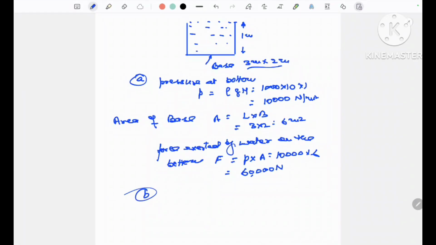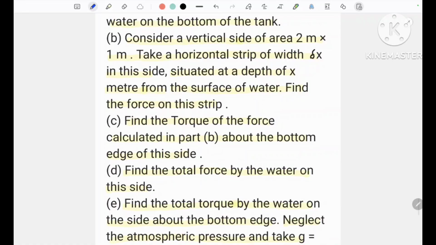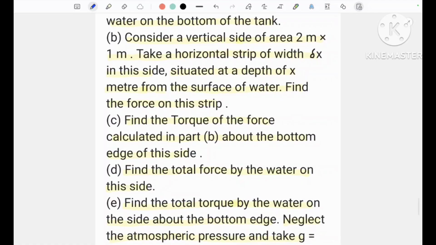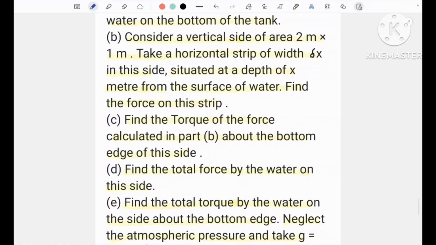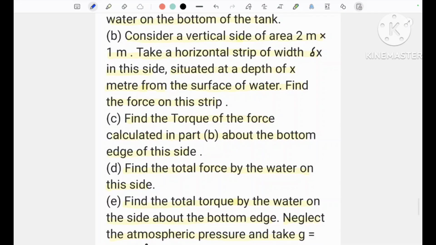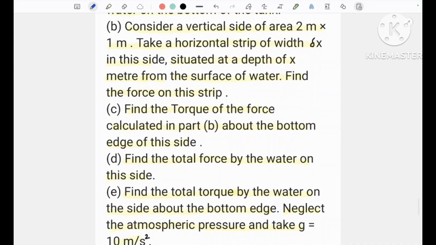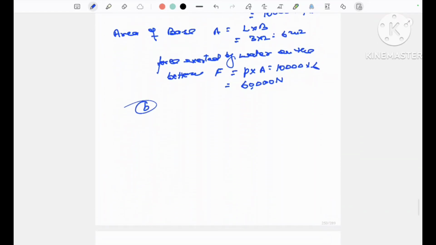Part B. Consider a vertical side of area 2 meter, 1 meter. Take a horizontal strip of width delta x in this side situated at depth x meter from the surface of water. Find the force on this strip.